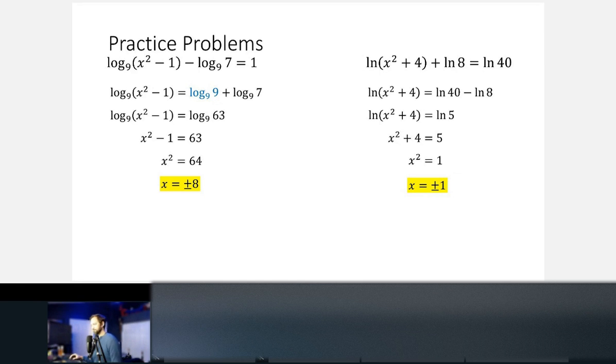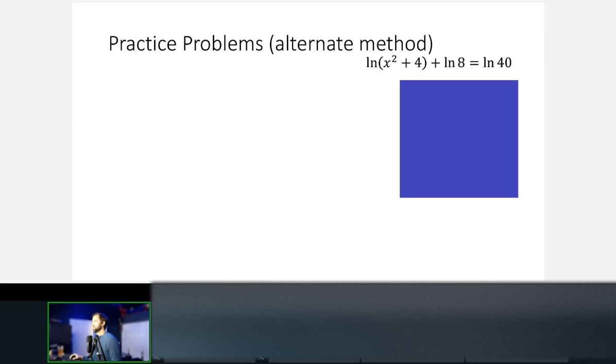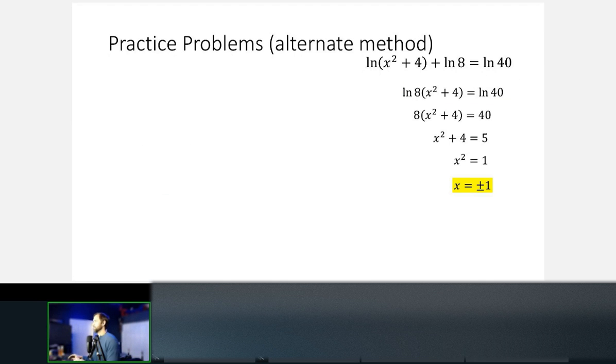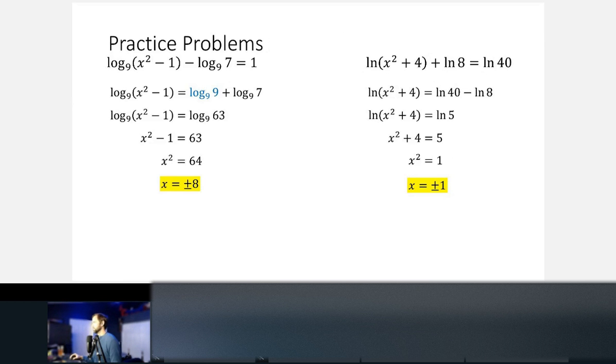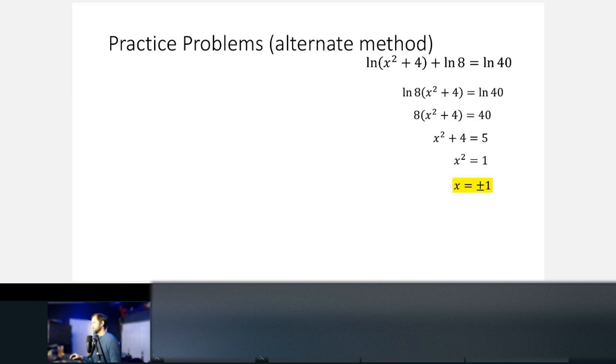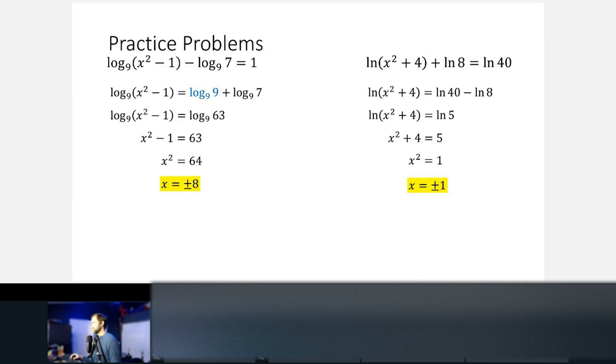Food for thought. All right, let's get to, oh, and then this is another way to do this problem. What did I do with this one? How's that any different than what I did before?